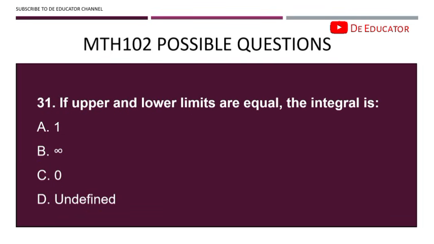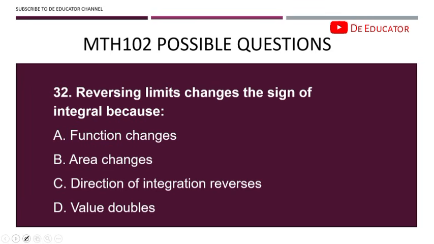If the upper and lower limits are equal, the integral is, this is another bonus question, 0. Remember, you will subtract. So if upper is 2 and lower is 2, that is 2 minus 2, that is 0. It's as simple as that.